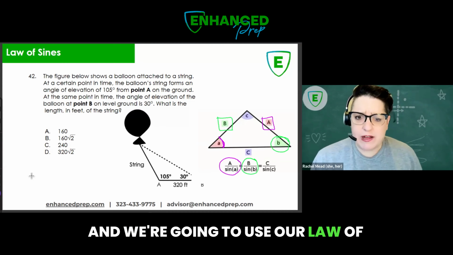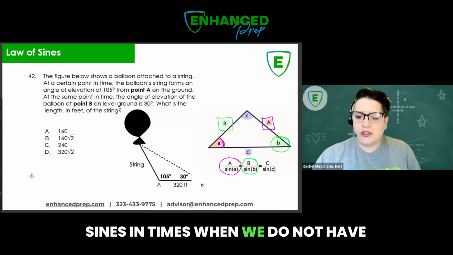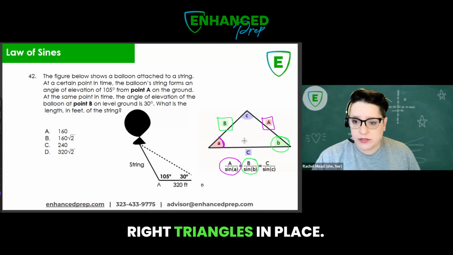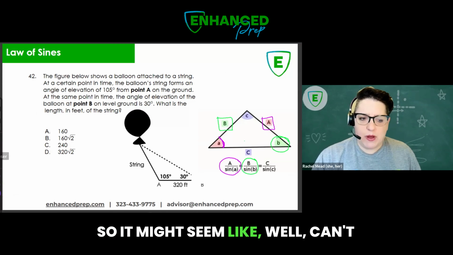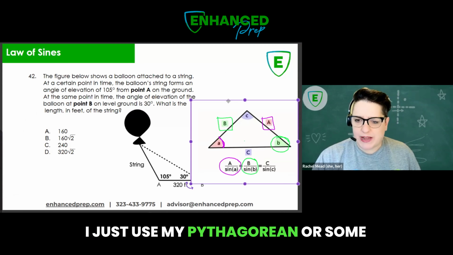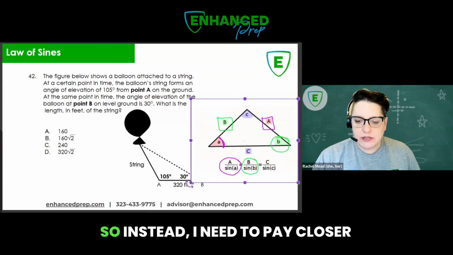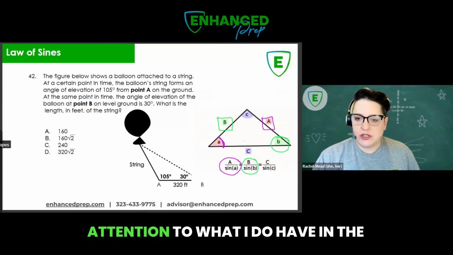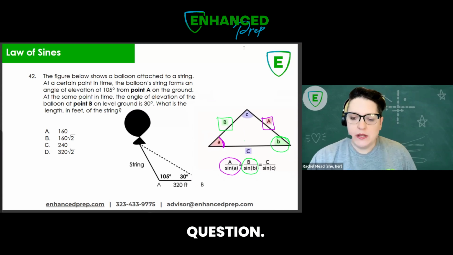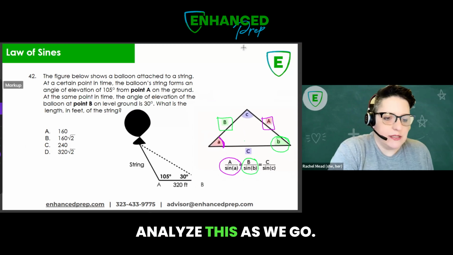And we're going to use our law of sines in times when we do not have right triangles in place. So it might seem like, well, can't I just use my Pythagorean theorem or some other things that I know that way? And we really can't here because we don't have those right angles. So instead, I need to pay closer attention to what I do have in the question. So let's come through and analyze this as we go.